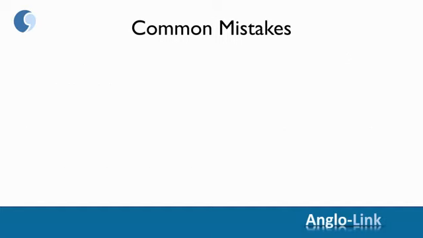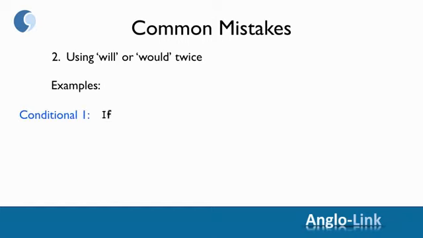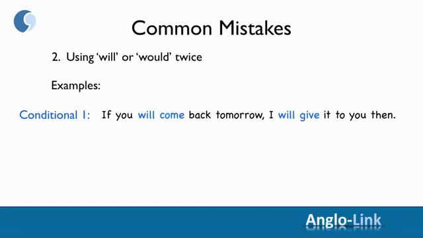Let's look at common mistake 2. That is using will or would twice, both in the if and in the consequence clause. For example, in conditional 1, saying something like, if you will come back tomorrow, I will give it to you then. No will in the if clause, so you have to change to present simple. If you come back tomorrow, I will give it to you then.